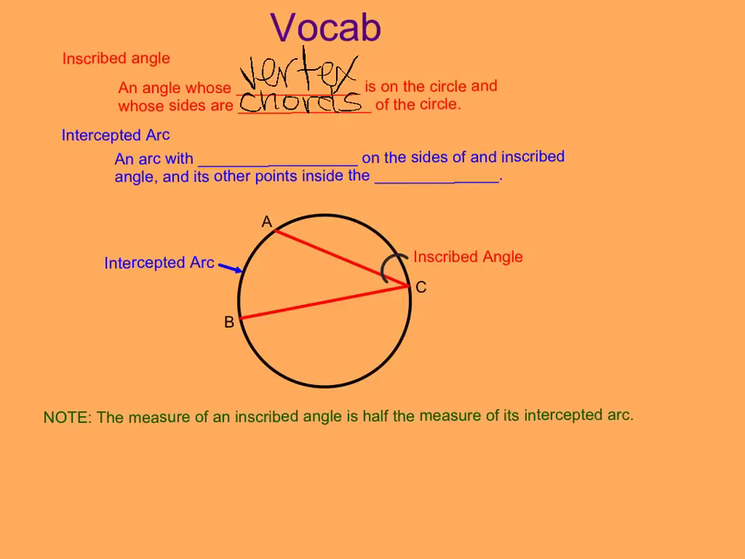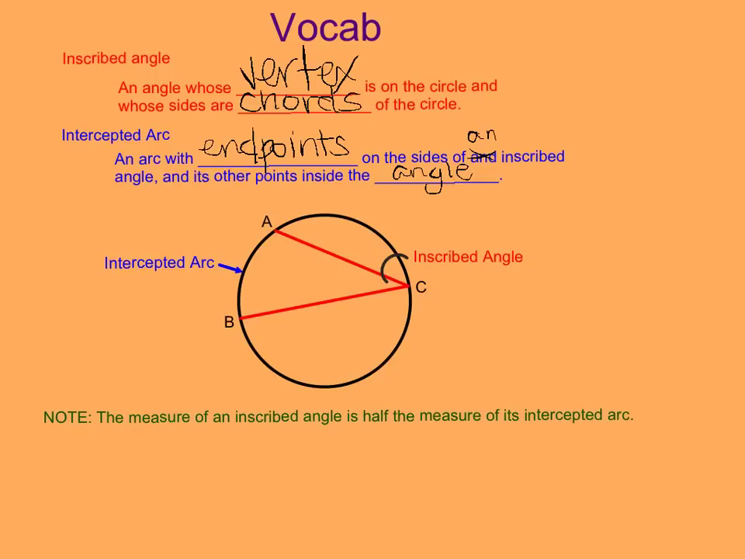Now an intercepted arc is an arc with endpoints on the sides of an inscribed angle and its other points inside the angle. So in our diagram, here's our intercepted arc. Its endpoints are on the sides of an inscribed angle and all of its other points are inside of the angle.